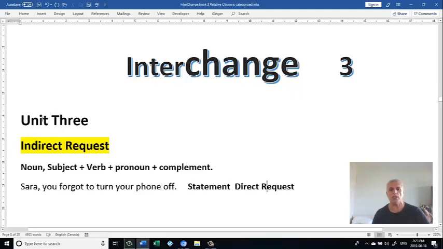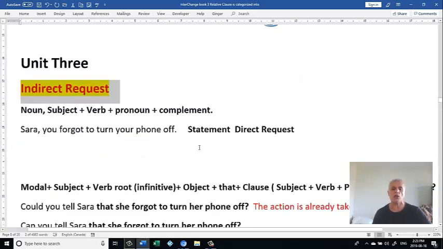Okay, let's continue with Interchange 3. We have Unit 3, Indirect Request. We said that the differences between indirect request and direct request.